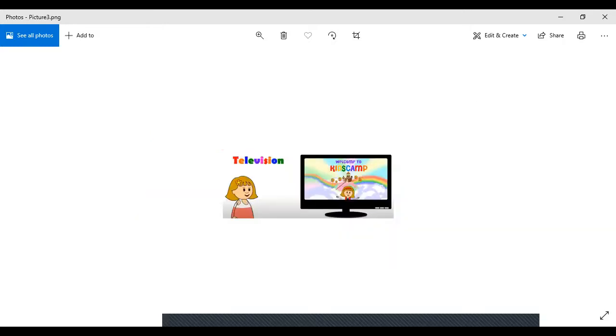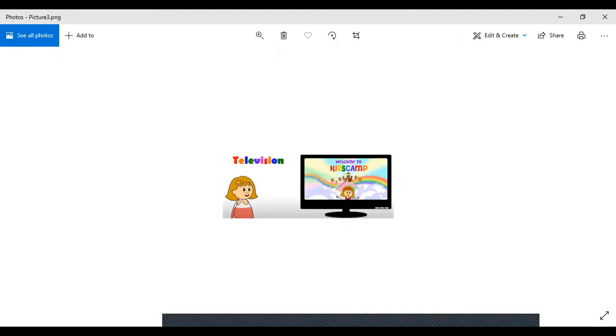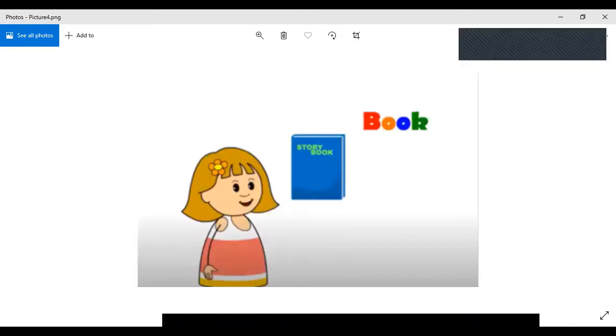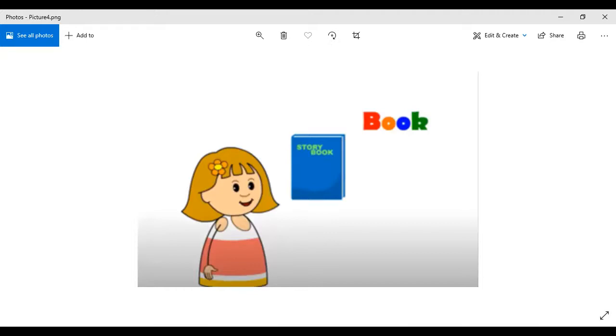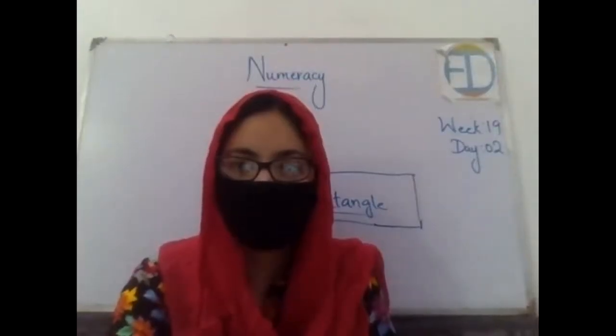Okay, let's look at the next example. The next example is the book that I have already shown you. Your mathematics book, your social studies book, your computing book, your Urdu book, all the books are in the same shape. They are in rectangular shape. How? Only the opposing sides are equal in length, right? Okay, let's look at the next example.